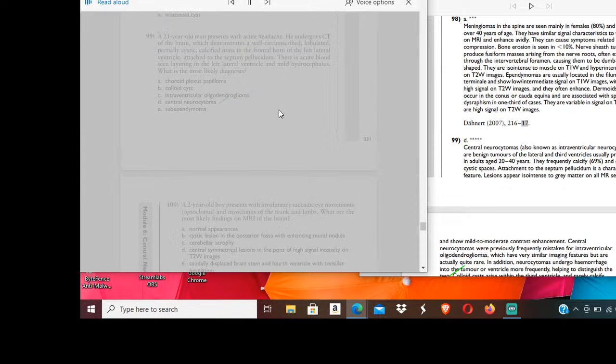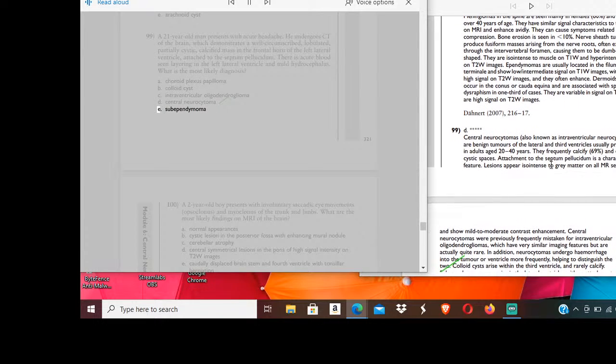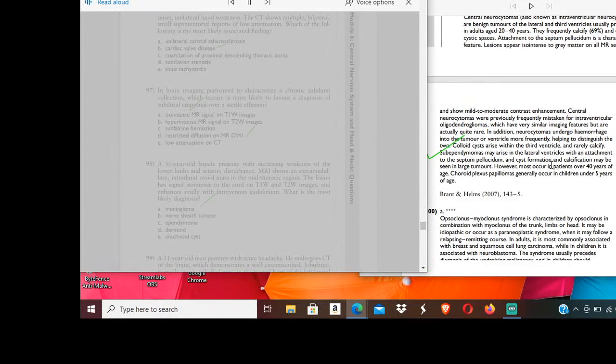E. Arachnoid cyst. 99. A 21-year-old man presents with acute headache. He undergoes CT of the brain, which demonstrates a well-circumscribed, lobulated, partially cystic, calcified mass in the frontal horn of the left lateral ventricle, attached to the septum pellucidum. There is acute blood seen layering in the left lateral ventricle and mild hydrocephalus. What is the most likely diagnosis? A. Choroid plexus papilloma. B. Colloid cyst. C. Intraventricular oligodendroglioma. D. Central neurocytoma. E. Subependymoma. Module 6. Central nervous system and head and neck questions.